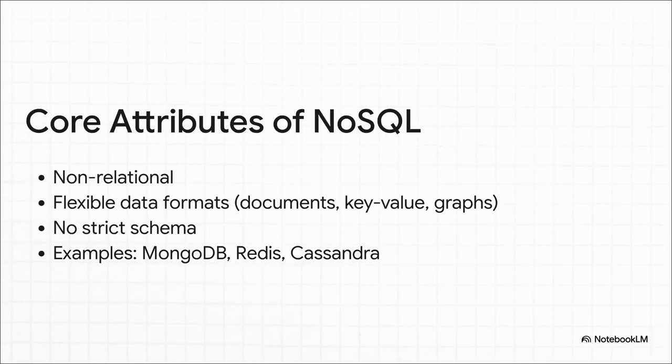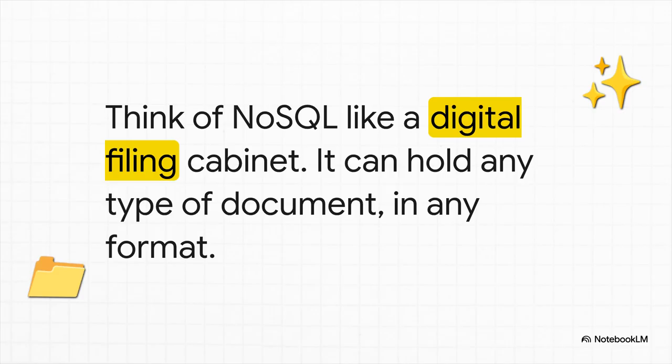So instead of tables, NoSQL databases are non-relational. They can store data as flexible documents, kind of like what MongoDB does, or as super simple key-value pairs, which is what Redis is famous for. You can even store it in complex graphs. But here's the real game changer. There's no strict schema. You can just throw new kinds of data in whenever you want without redesigning the whole system. A great way to think about this is like a big digital filing cabinet. You can toss anything in there: a text file, a picture, a video, a spreadsheet. It doesn't care. It doesn't force everything into the same box. It just holds it for you, ready whenever you need it.